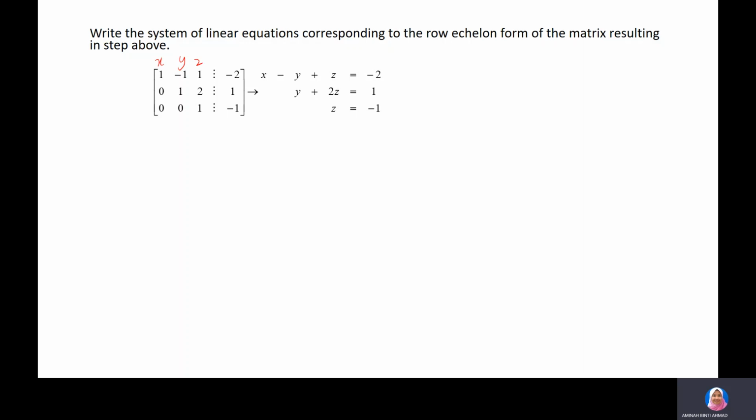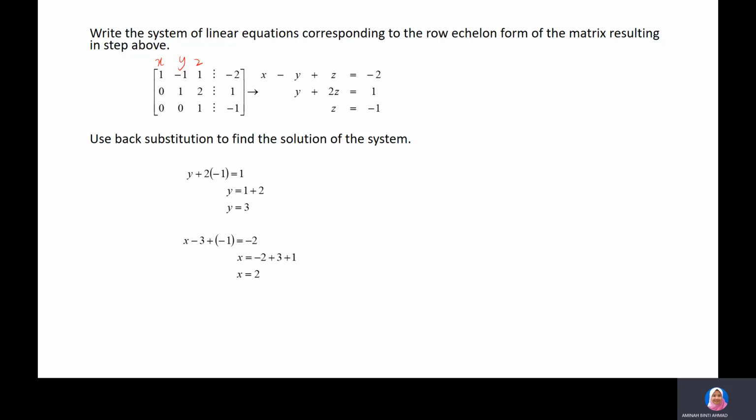So x minus y plus z is equal to -2, y plus 2z is equal to 1, and then z is equal to -1. So we use back substitution to find the solution of the system. So we can have this and solve for the value of z. We have the value of z.